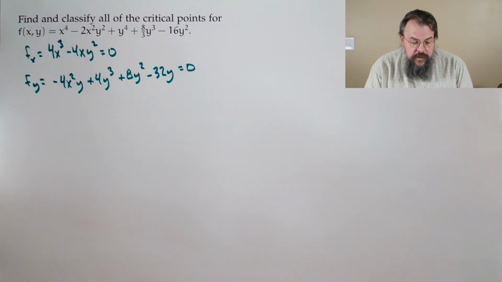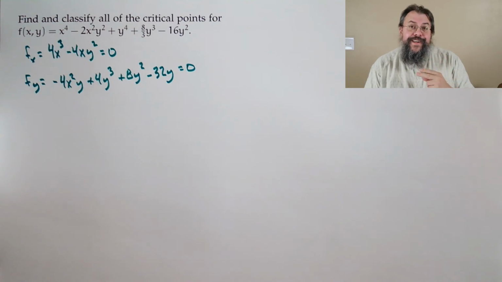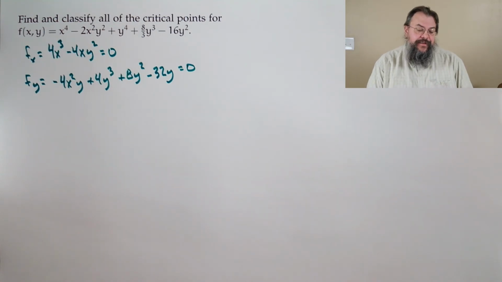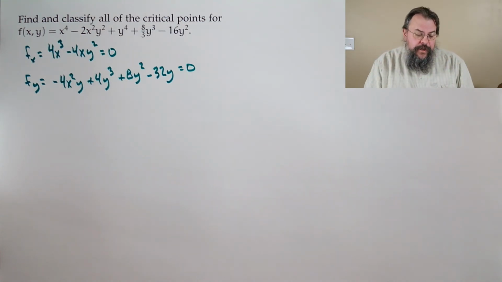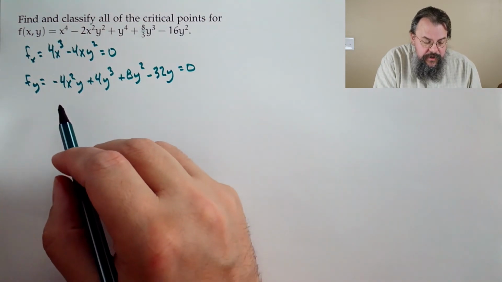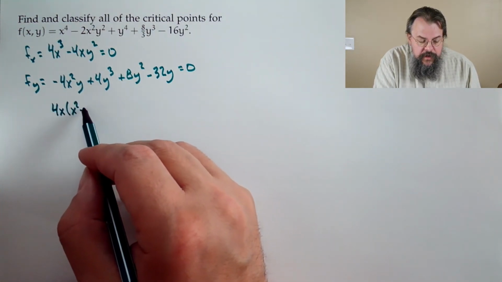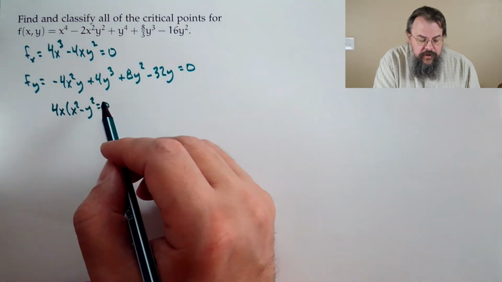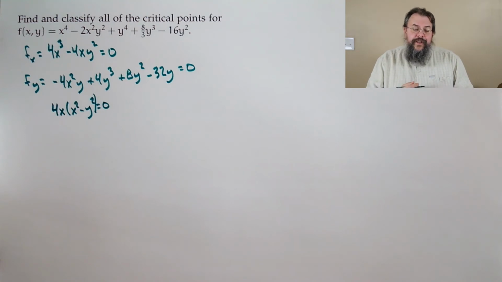Well, let's get going. Now, I would say that between these two, if I had to pick, and I kind of have to pick at some point, which one to start working with, I want to work with the simpler one, which means the f sub x. Because you see there's only two terms, and we can already spot they have terms in common. So, look, that says 4x times (x squared minus y squared) equals 0. Great. So what does that tell us?